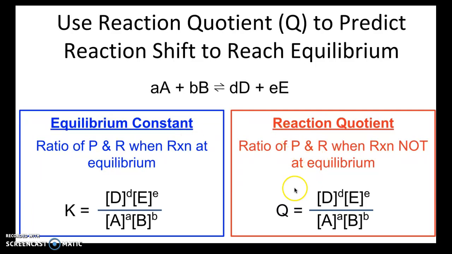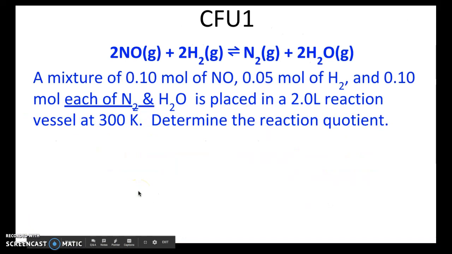Okay, a couple of key things to point out. K and Q are essentially the same thing, except K is at equilibrium, and Q may or may not be at equilibrium. So whenever you see Q, it's like, I don't know if this is at equilibrium or not, so that's when we use Q. But if it's at equilibrium, you use K. All right, so let's try this out.